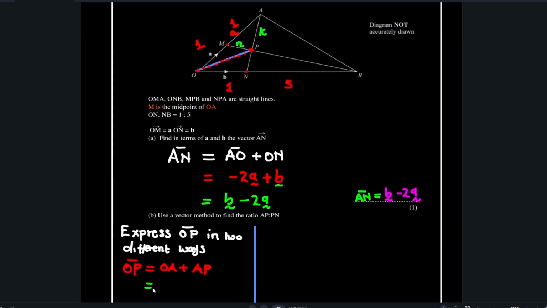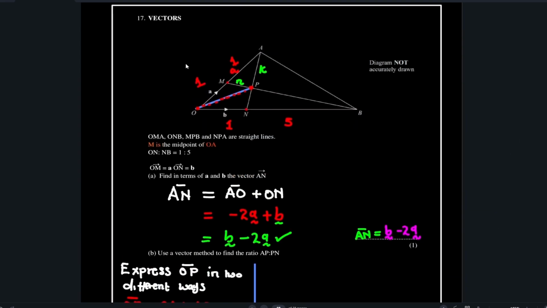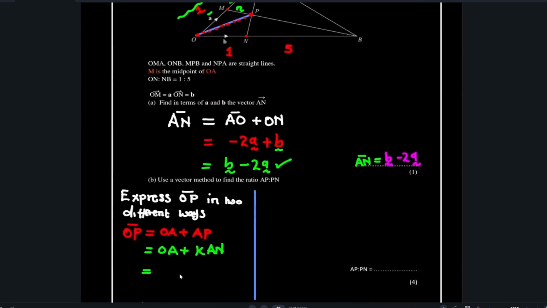So therefore this is going to be OA. What is AP? AP is going to be K of AN, because AP can be written as K of AN. K is a constant which we're going to solve. But we have already found AN, which is B minus 2A. So our OA is 2 vector A plus K into B minus 2A.